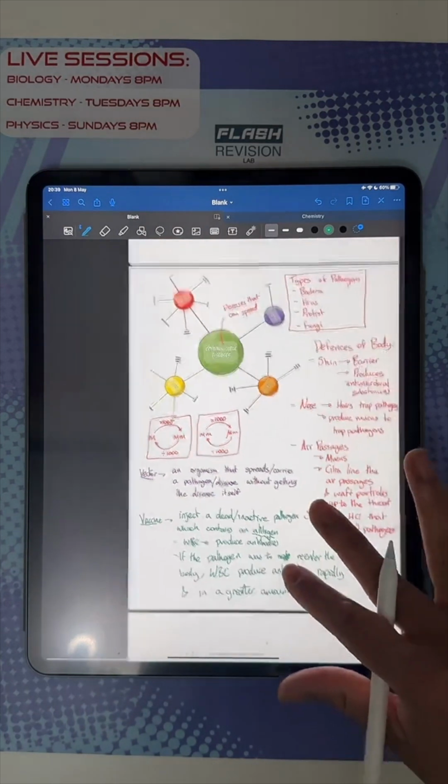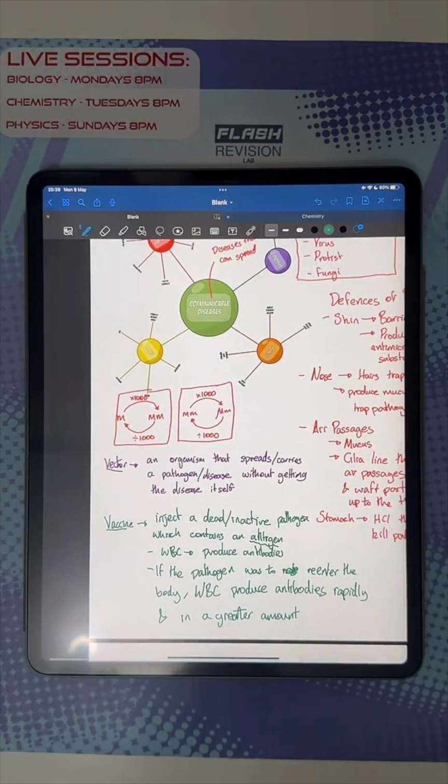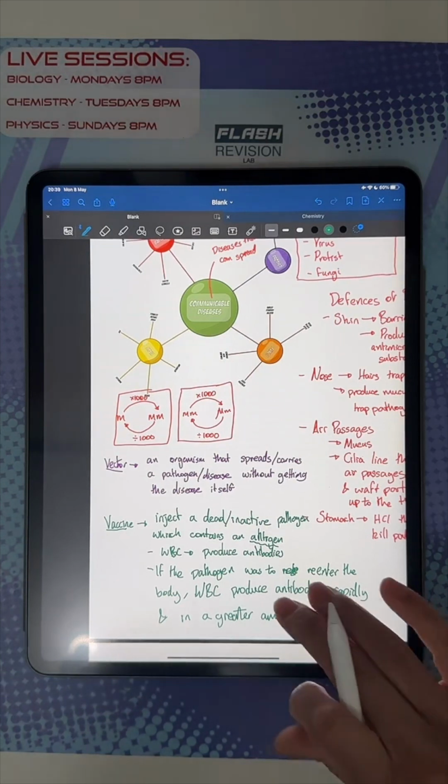Okay. Yeah, so more accurately, what happens is the antibodies lock onto the antigens, and then other white blood cells called phagocytes come and engulf them, they eat them. Yes.